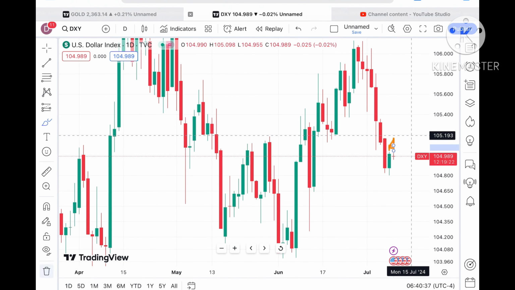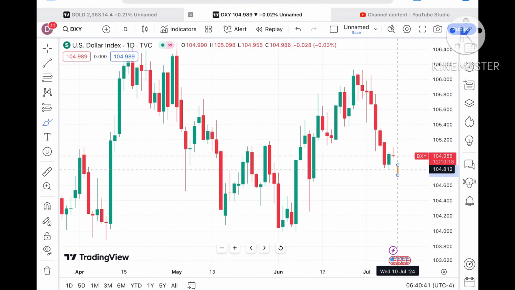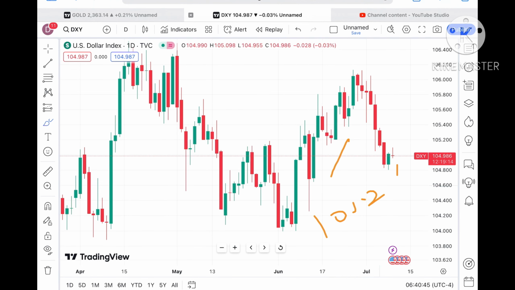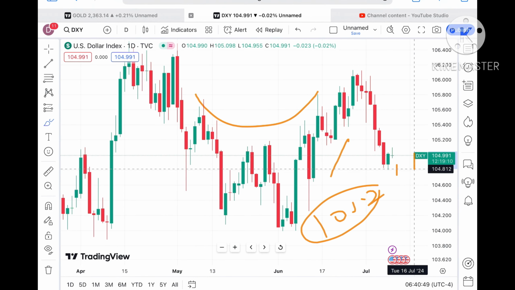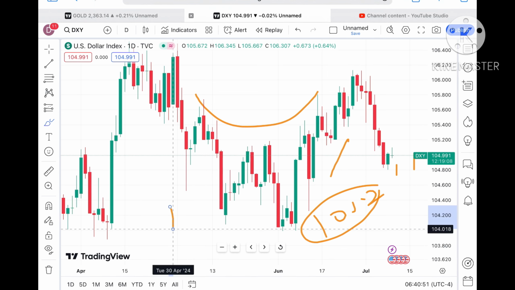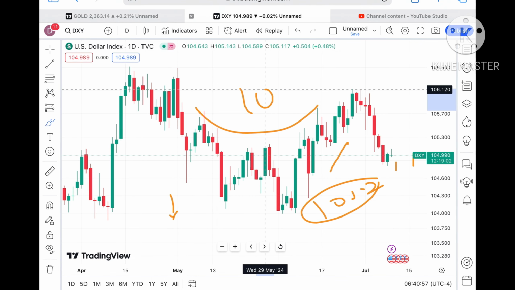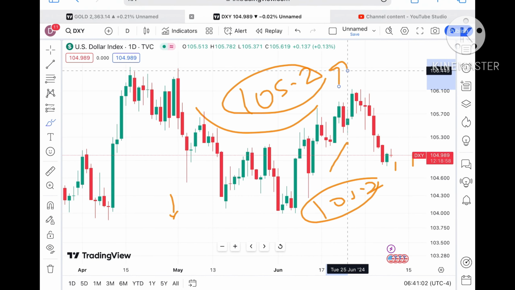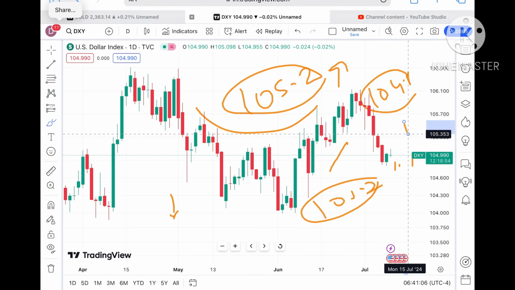It is trying to form a green zone. Okay, if it sustains above this level, a further upside movement we can see, but it has to go above a level of 105.2, then only we can see there will be a probability of upside. But it is trying to go down. Okay, so a further fall we can see, which will in turn increase the price of gold. So you have to understand, if the price is sustaining above a level of 105.2, a further upside movement, but if the price started falling again below a level of 104.8, a further fall we can see.